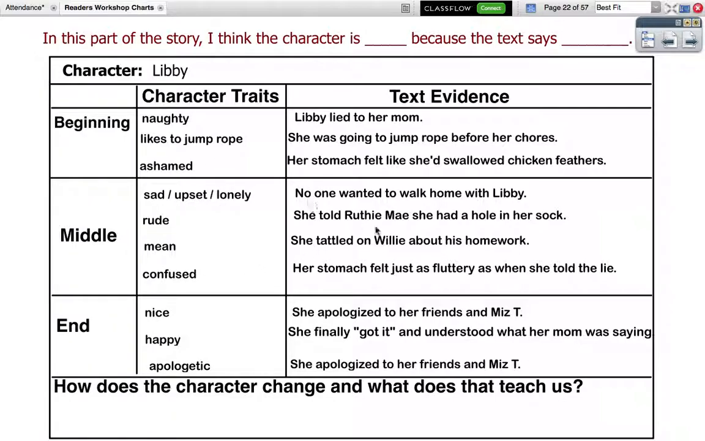With Libby, how does she change? Danny, how does she change? She lied there. Her mom told her to start telling the truth. Then she started telling unkind truth. Then she apologized and stopped telling on them and stuff.